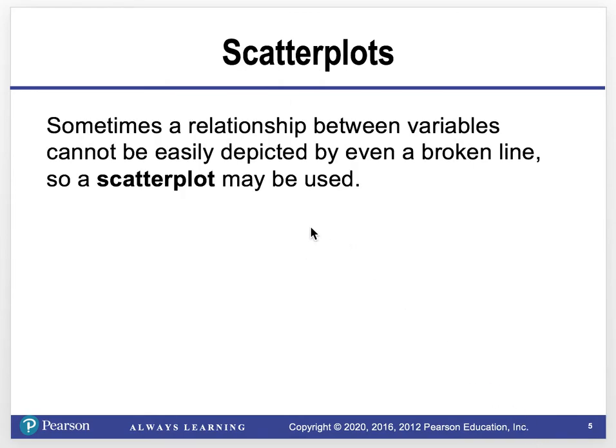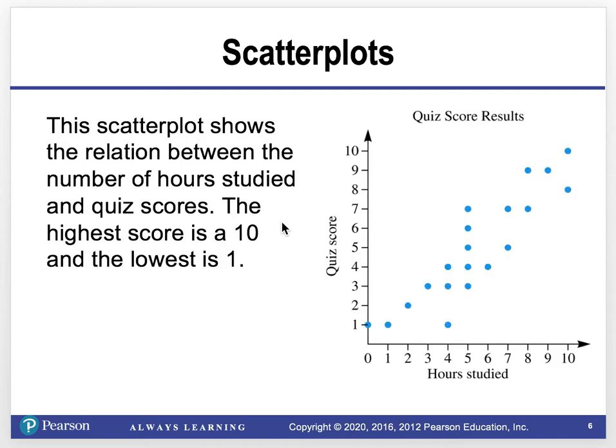Okay, a scatter plot. Sometimes a relationship between variables cannot be easily depicted by a broken line, or even by any line. Well, okay, I'm going to take that back by saying any line, but by just connecting the dots. So a scatter plot may be used. For example, this scatter plot shows the relation between the number of hours studied and quiz scores. So the high score is a 10 and the lowest is a 1. So here we've got our hours studied and here's the score.